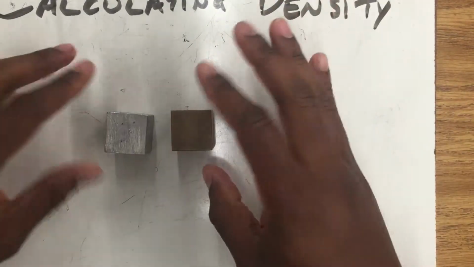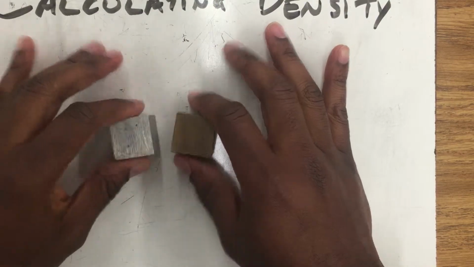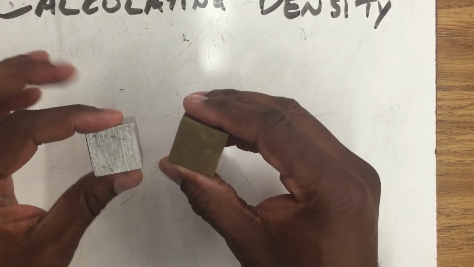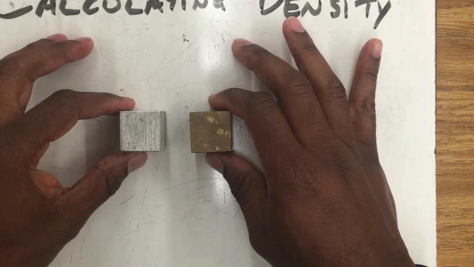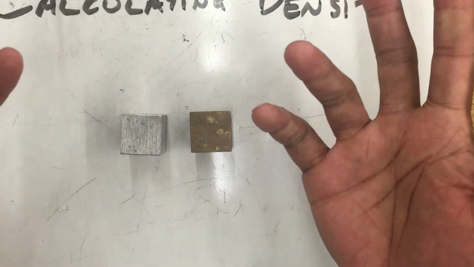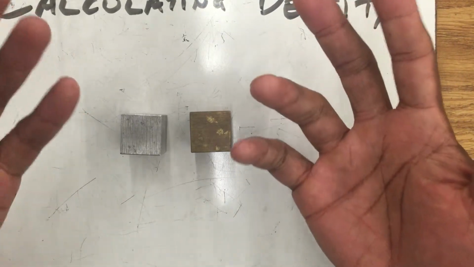Now, if you held these, and I'm probably going to pass these around the classroom, just by holding them, you would be able to tell which one is more dense than the other one. They're exactly the same size. You can't tell which one is more dense by looking at them, but by feeling them, you can have a better sense of what the mass is.